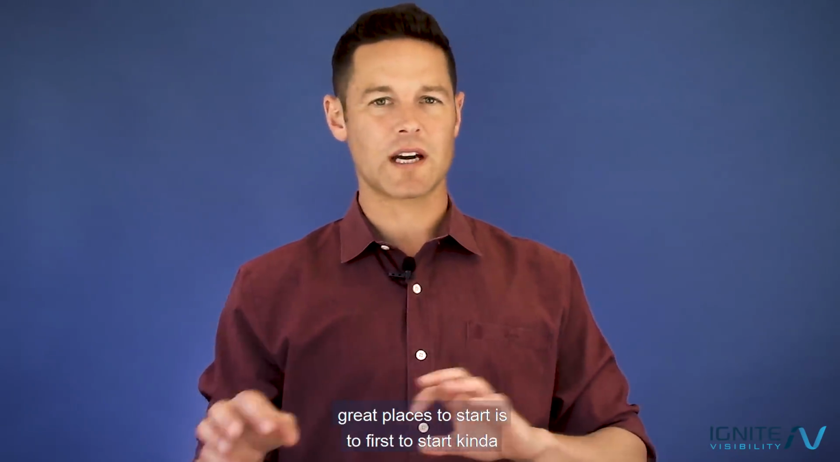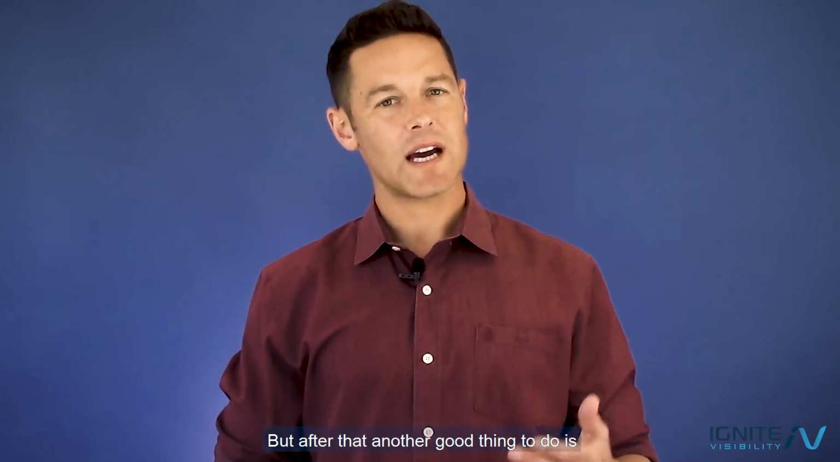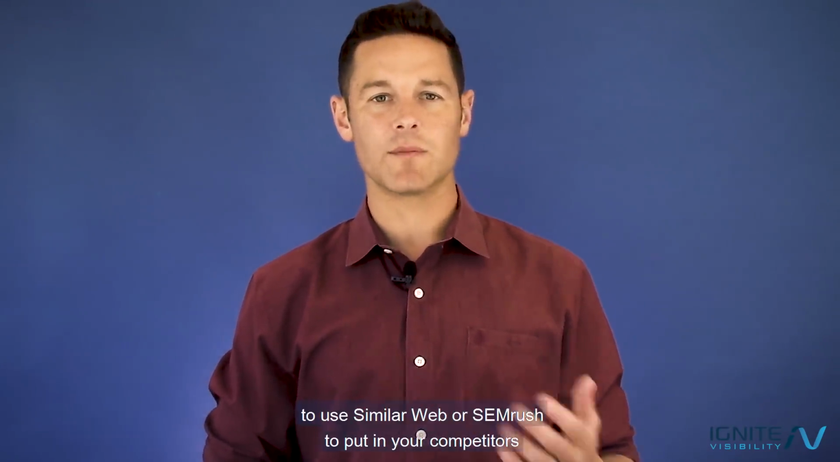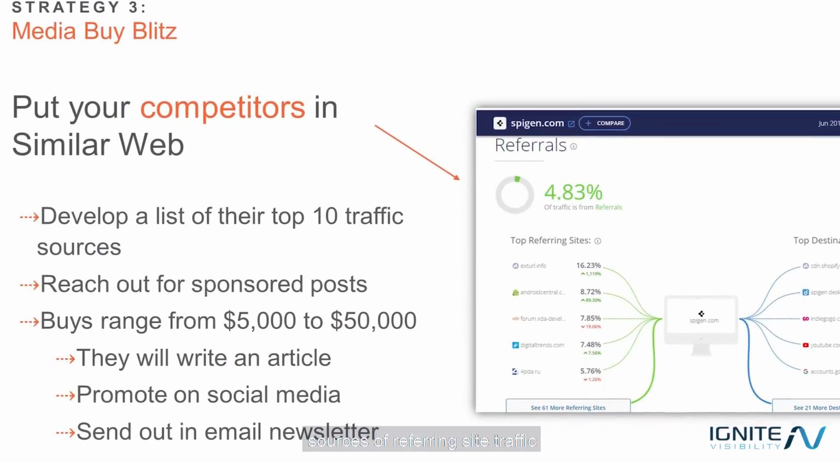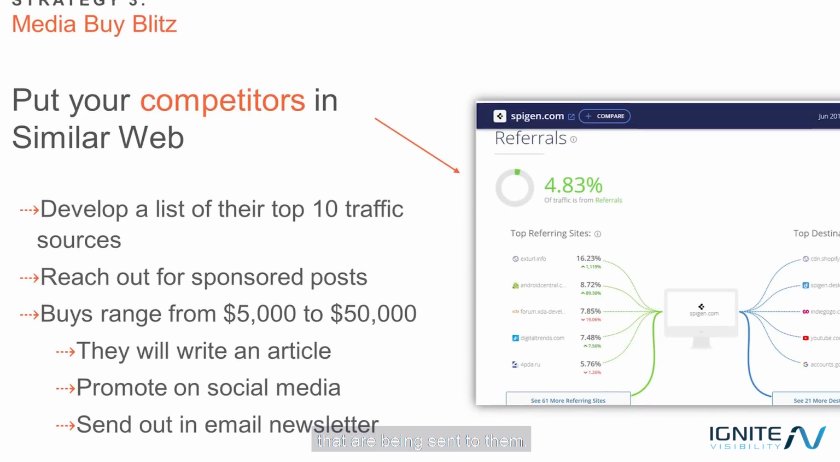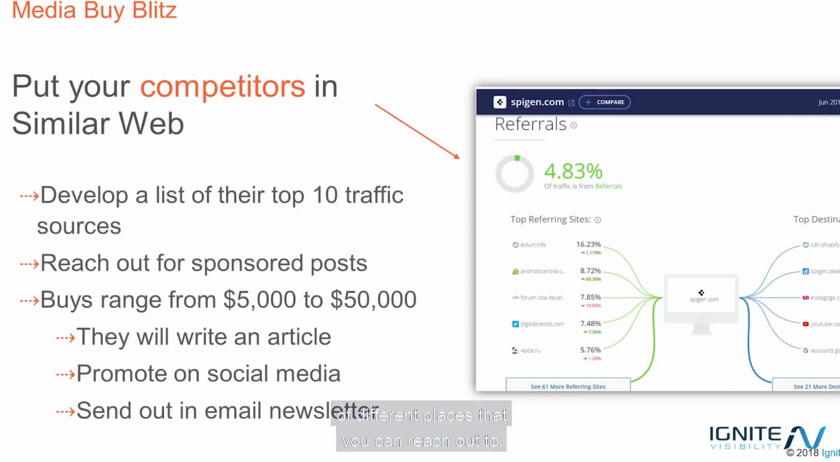Okay, so when it comes to online media buys, one of the great places to start is to first start Googling around and trying to find all the top sites in your industry. But after that, another good thing to do is to use SimilarWeb or SEMrush to put in your competitors and find all the different sources of referring site traffic that are being sent to them. That's going to give you a good idea of a bunch of different places that you can reach out to.